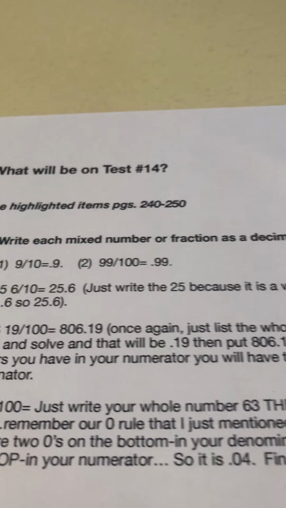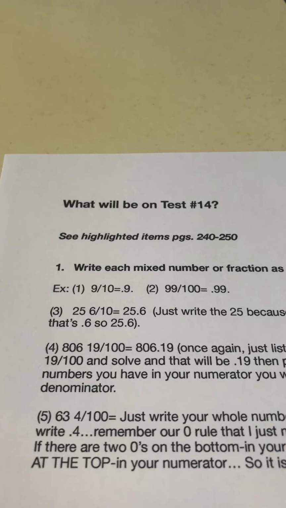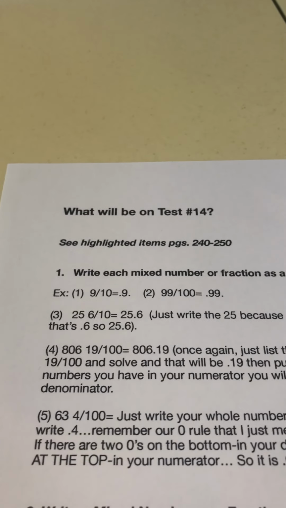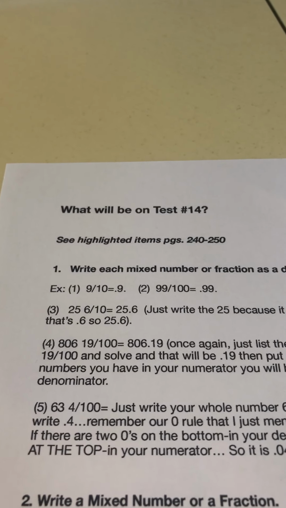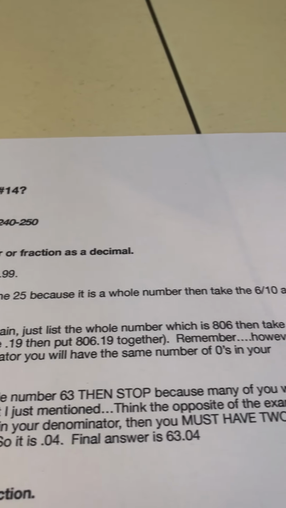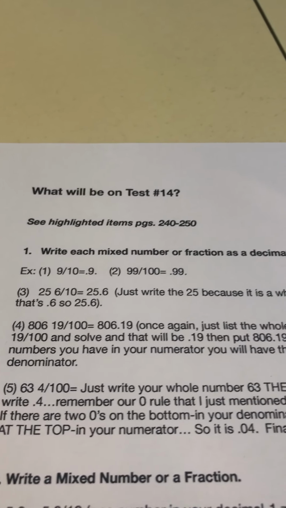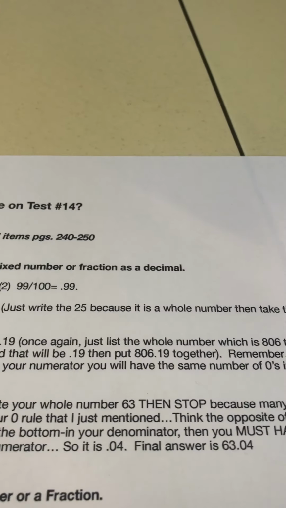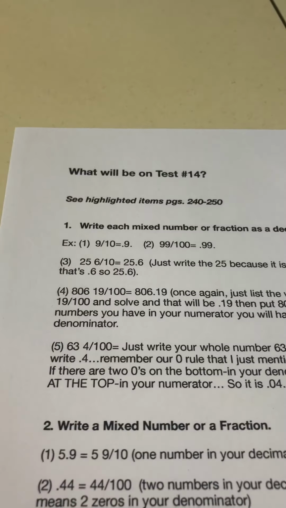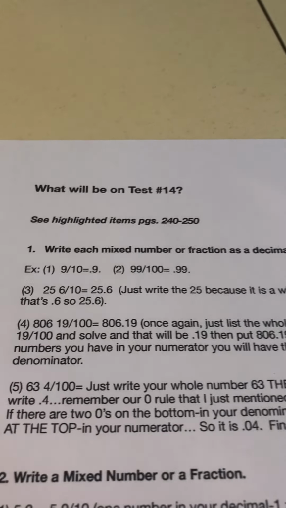Just write the 25 because it is a whole number. Then take the 6/10 and that's 0.6. So 25.6. Number 4, 806 and 19/100. 806.19, once again, just list the whole number, which is 806. Then take the 19/100 and solve, and that will be 0.19. Then put 806.19 together. Remember, however many numbers you have in the numerator, you will have the same number of zeros in your denominator.